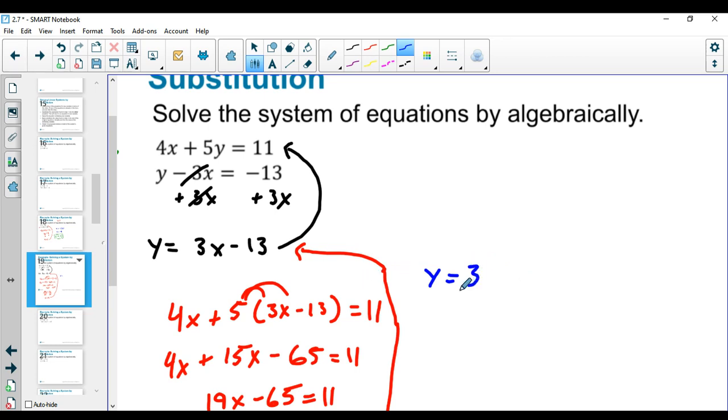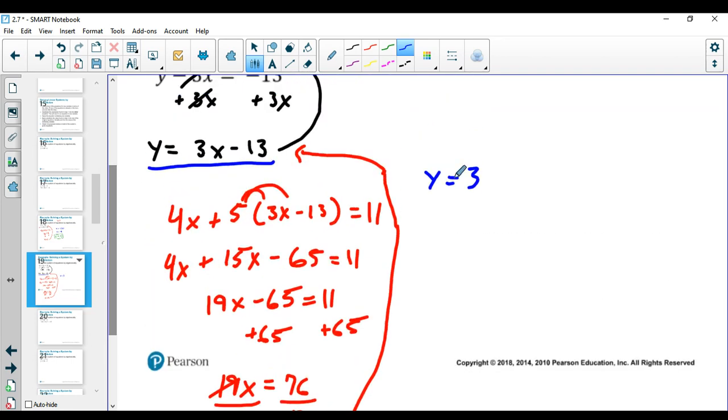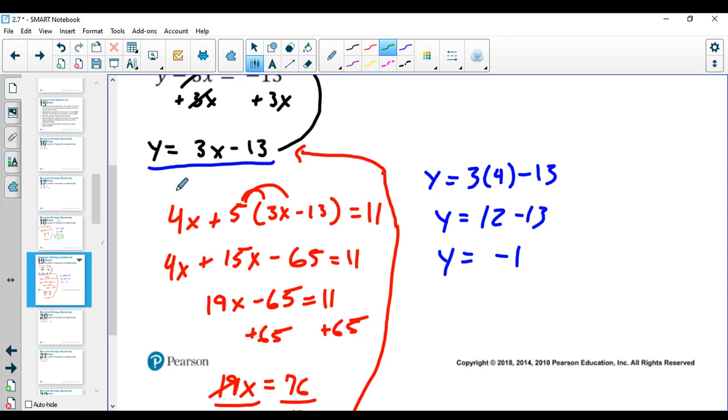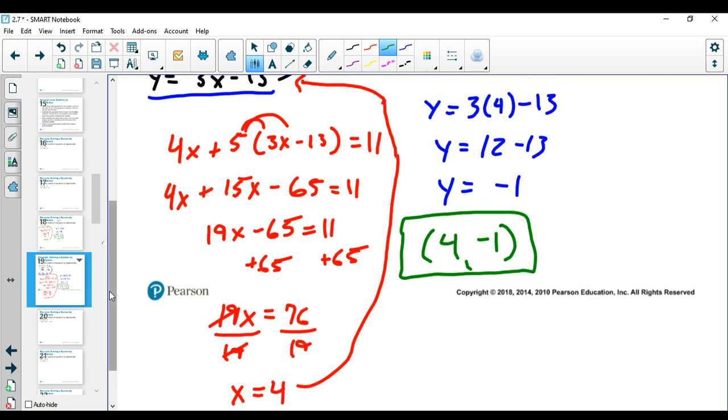So y equals 3 times x, which we just said was 4, minus 13. 3 times 4 is 12, minus 13. 12 minus 13 is negative 1. And so, again, that is not our answer in itself, but our answer is the point, the ordered pair, where the x value always comes first in an ordered pair, in a point: 4, and then y is negative 1. That is our answer. I'll give a little wait time for anyone that is taking notes to write some of that down as well.